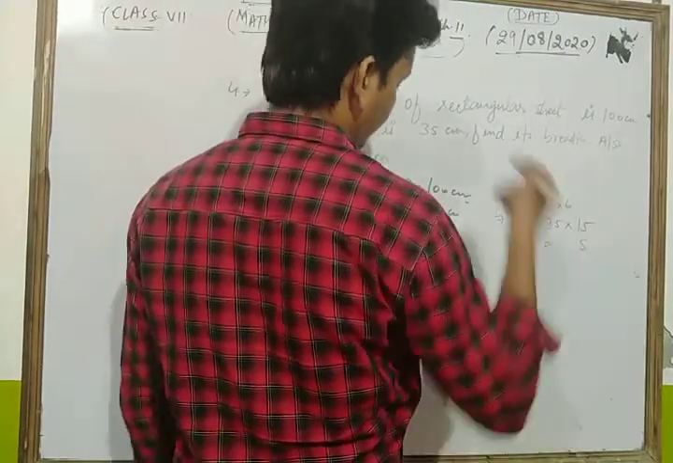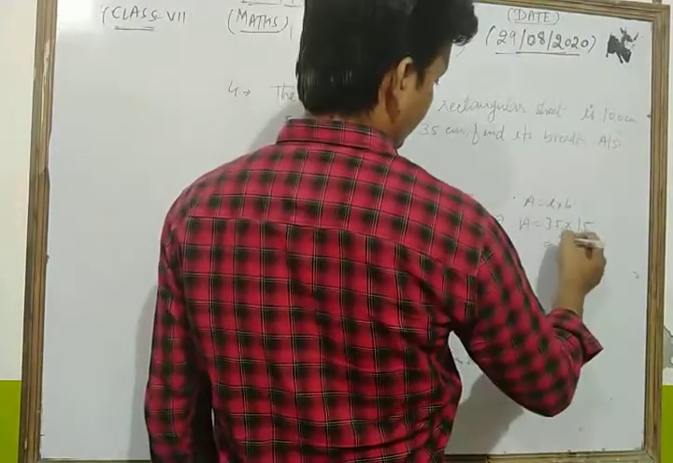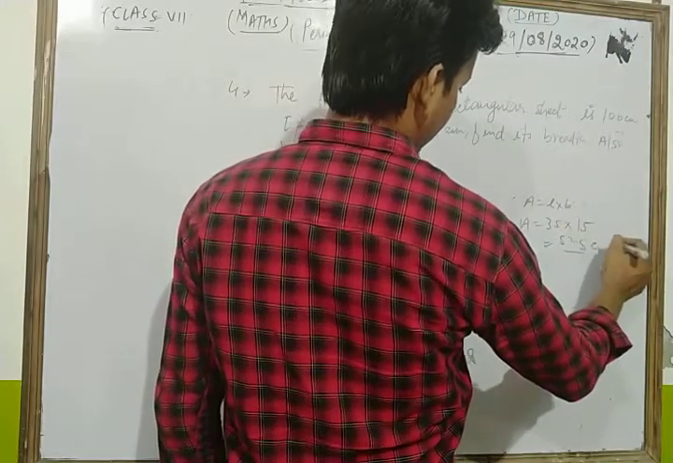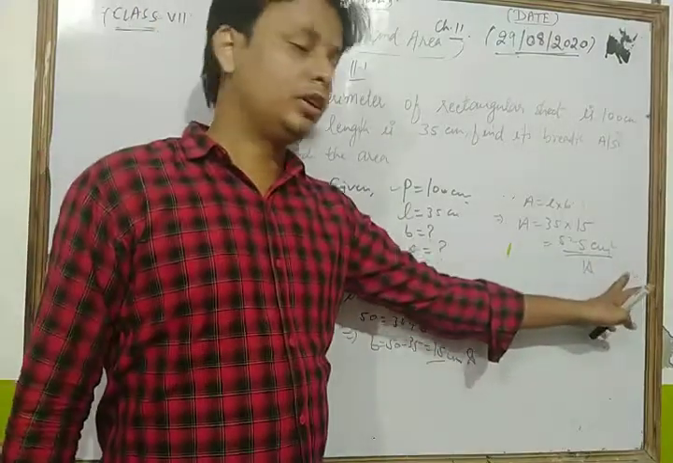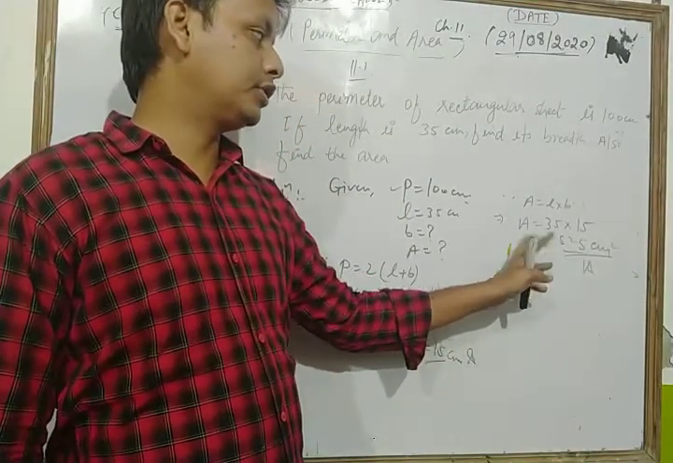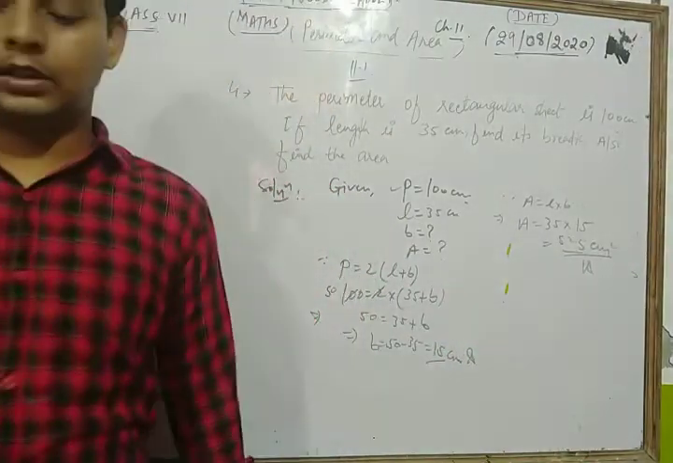15 times 3 is 45, 45 plus 7, 52... 525 centimeter square. Because area is always in square units, the area of that rectangular sheet is 525 centimeter square.